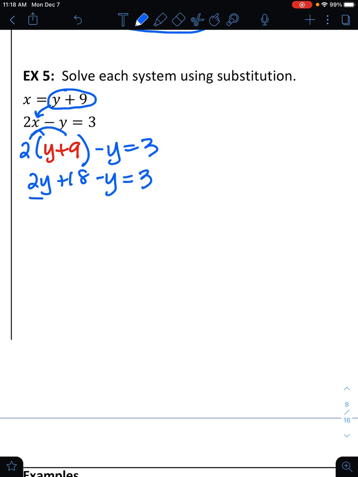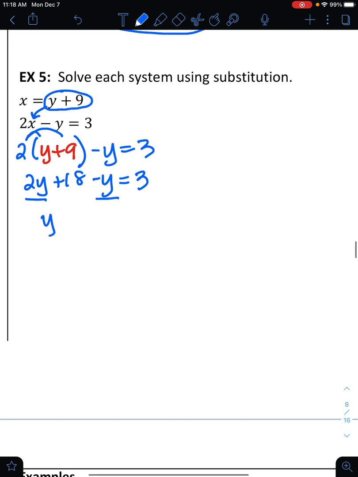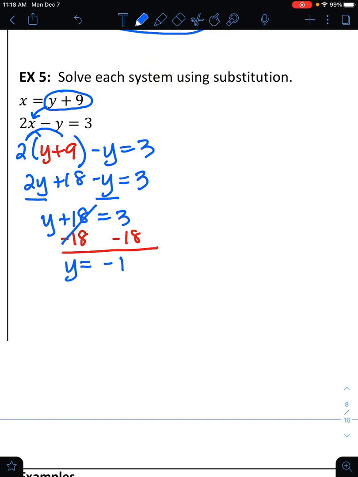And then let's combine like terms. 2y minus y, so 2 minus 1 is 1. That leaves me with y plus 18 equals 3. Now I'm going to move the 18 over. Take away 18, take away 18. The 18s add up to 0, so y is equal to -15.